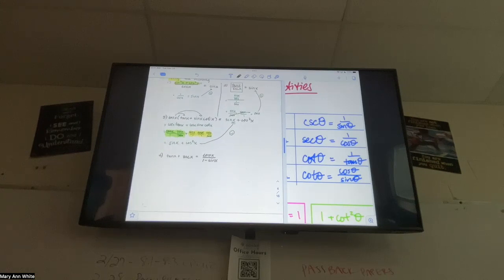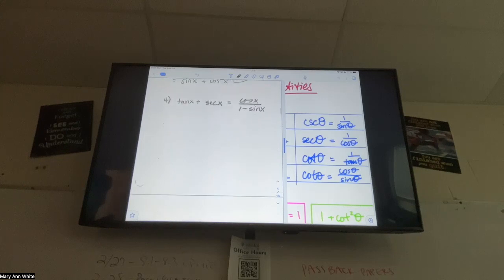All right, let's go to number 4 now. It says tangent plus secant equals cosine over 1 plus sine. Which side looks messier? Let's go to the right side. Let's do that one first. I don't have my key in front of me, so this might be interesting, but I think I want to start with the right side first, okay?